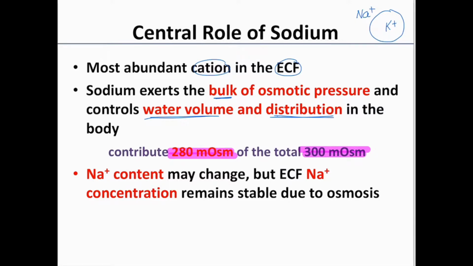What do you think is meant by saying I can't change the sodium content, but the concentration of the sodium is going to remain constant? What do you think this means? This simply means that you can add sodium, but once you add sodium, you have water that will follow the sodium. So yes, you can change the amount of sodium, but not the concentration of the sodium.